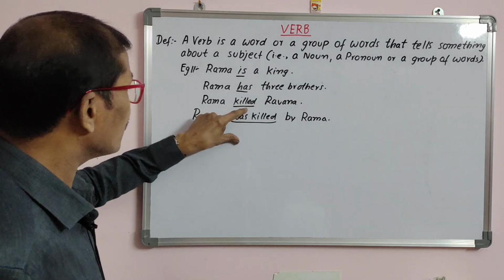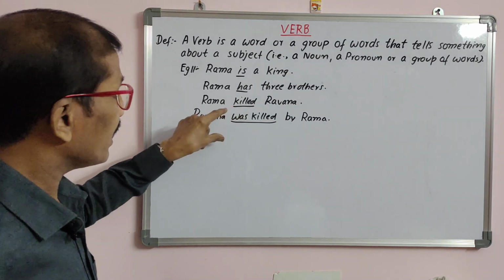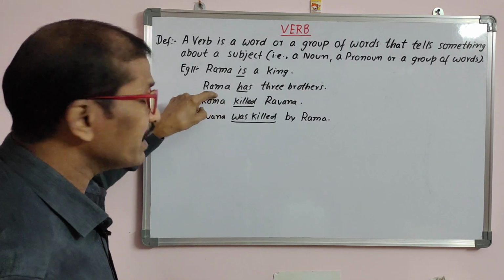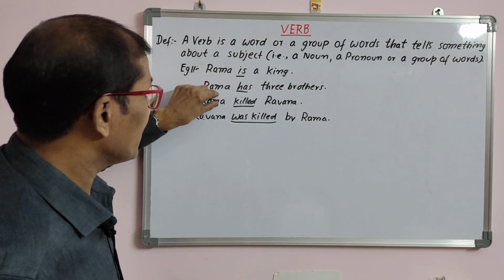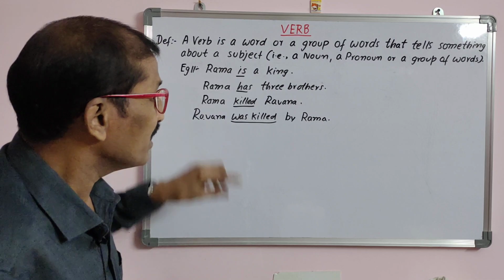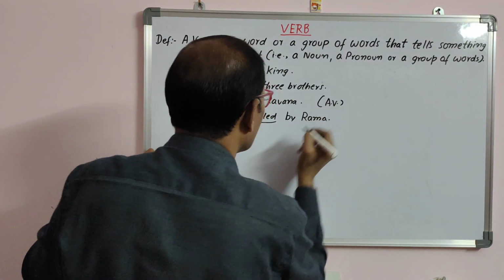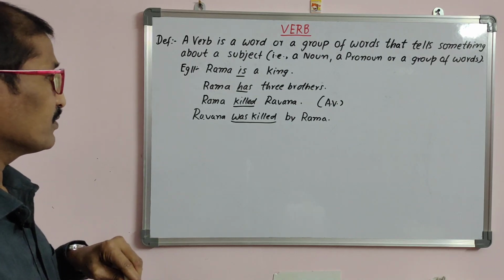Third one, killed. Killed is a verb which indicates or tells an action done by the subject Rama. Action done by the subject is the active voice.